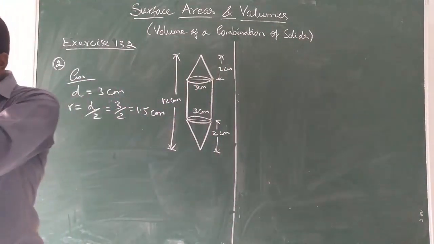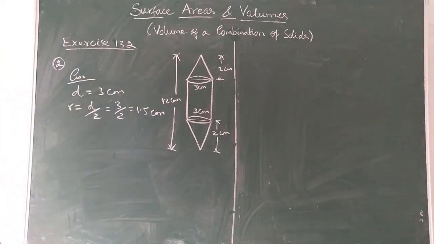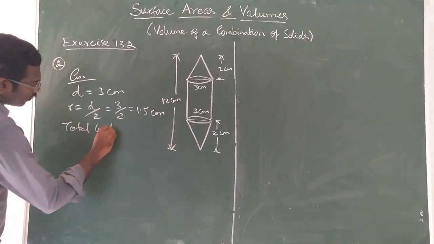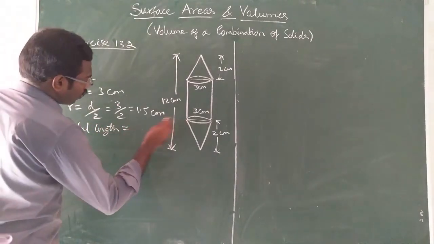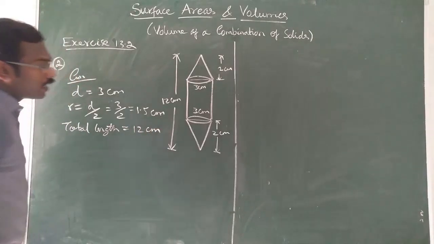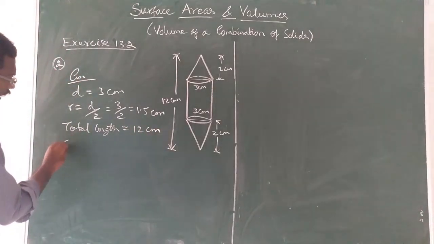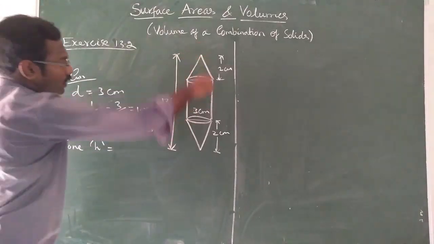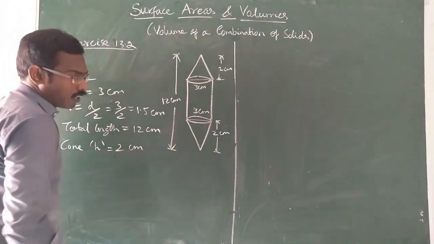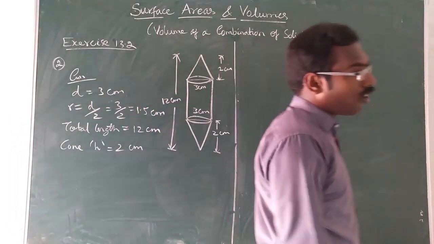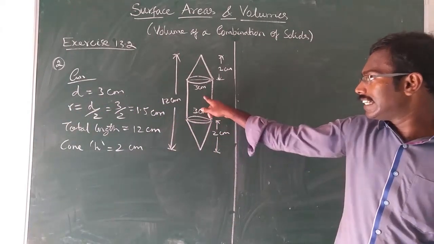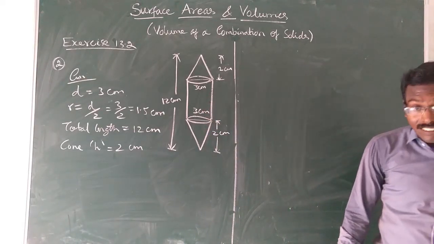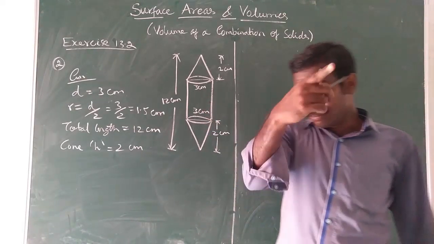Then what else is given? Total length is equal to 12 centimeter. Then what about the cone? Cone height is equal to 2 centimeter. Now please remember the volume formulas. Two shapes are here, cylinder and cone. Cylinder volume formula is pi r square h. I hope you remember that.